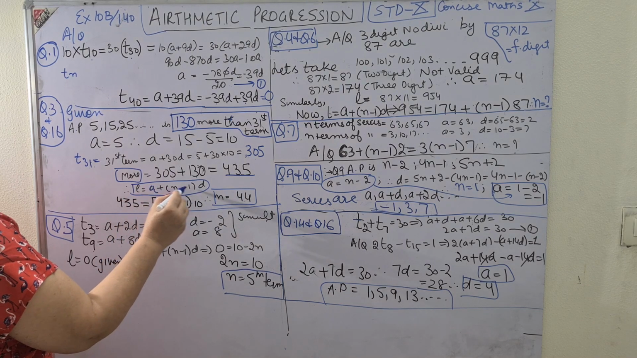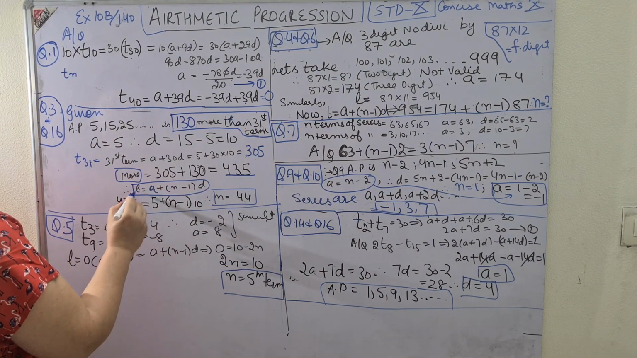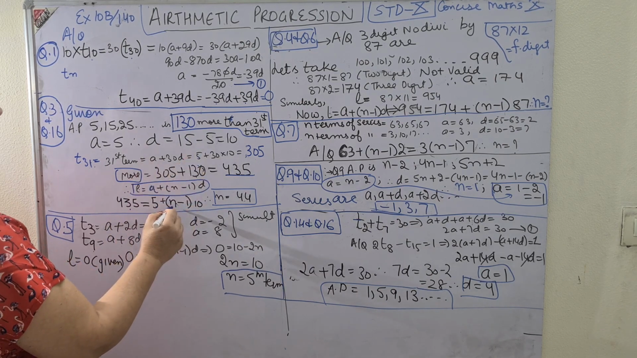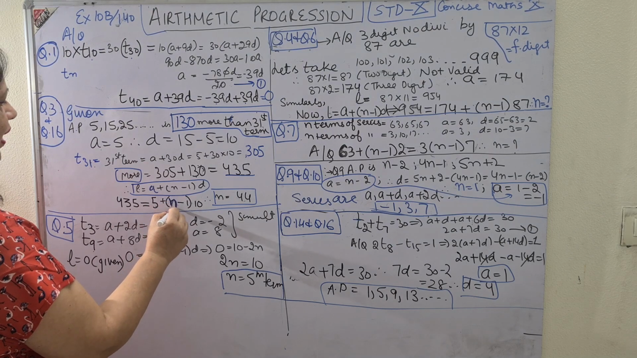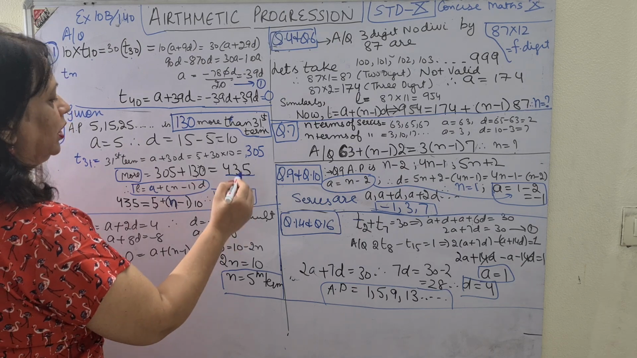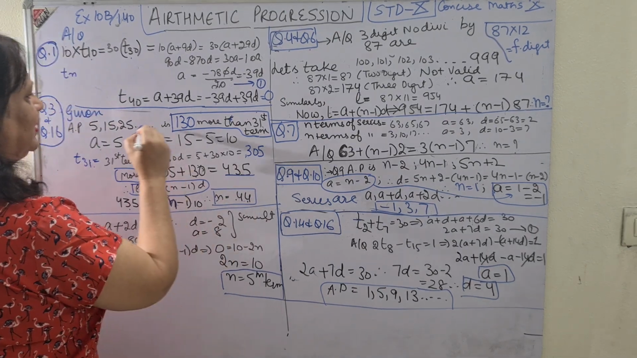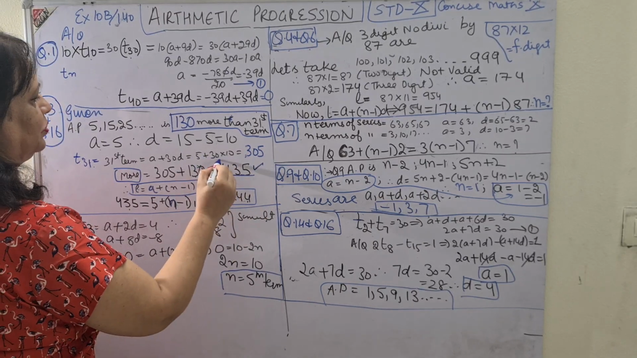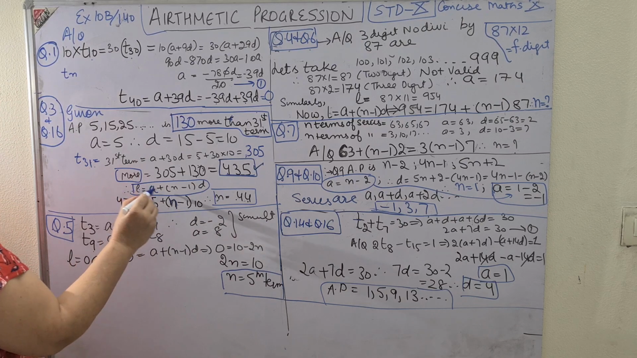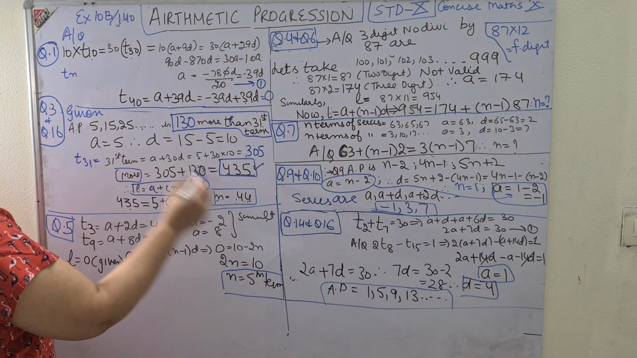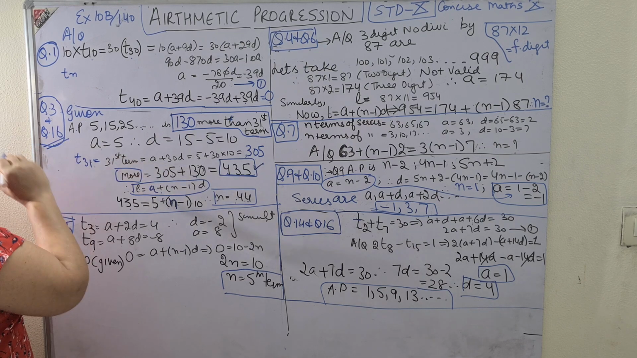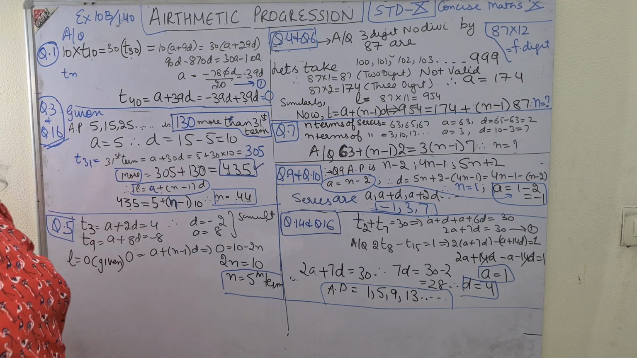L equals A plus n minus 1 into D. In place of L, I will write 435. A I know is 5. D I already know is 10. And I can easily find the value of n. After calculating, I will get n is equal to 44. So the 44th term of this series is 435. This was the question: which term of the series is 435? So after substituting in the formula, this is the answer I got. A very, very important sum. Question 16 is exactly the same. You will follow yourself and I am always there for your doubts.